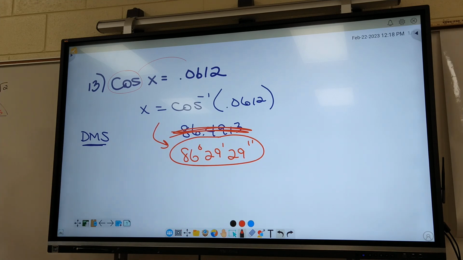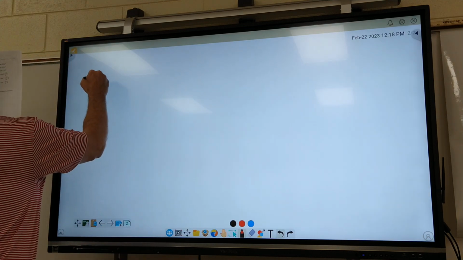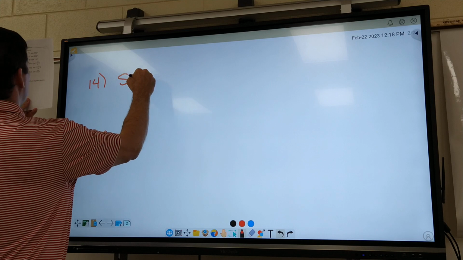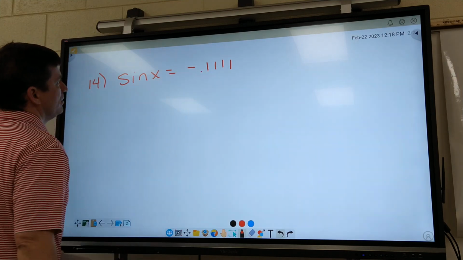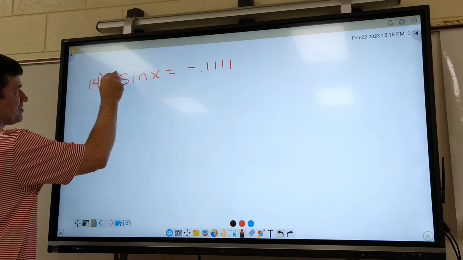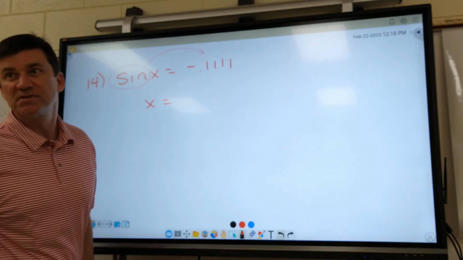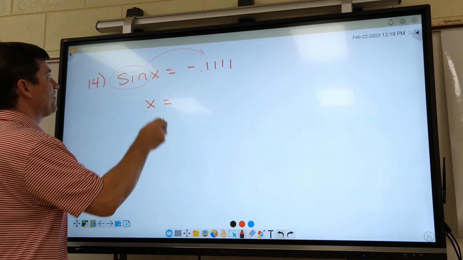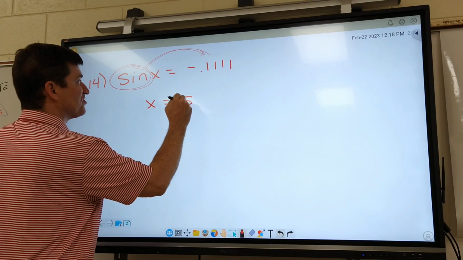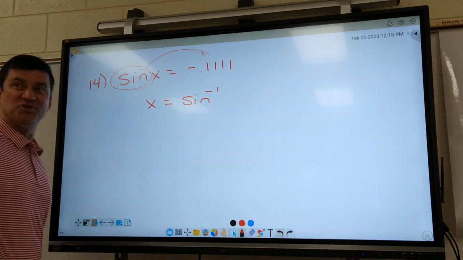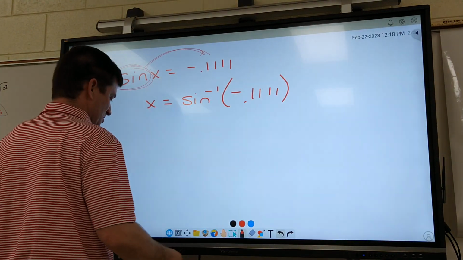So if you guys know what you're doing, y'all can go ahead and do 14 and 15, then you want to stop. All right, 14 says sine of x equals negative 0.1111. First step. Jalen, what happens with sine when I move it across the equal sign? It becomes sine negative 1. And we still got negative 0.1111. All right, so that's what you write down.